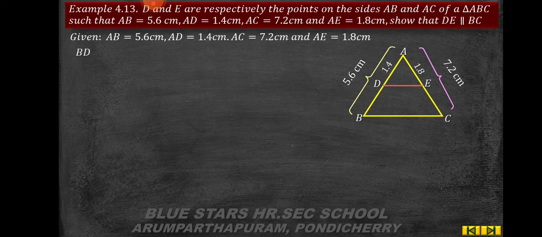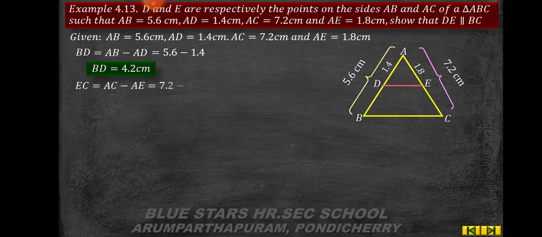Now we draw the figure with the help of the given measurements. So BD is equal to AB minus AD, which is equal to 5.6 minus 1.4, which is equal to 4.2 centimeter. Then EC is equal to AC minus AE, which is equal to 7.2 minus 1.8. EC is equal to 5.4 centimeter.